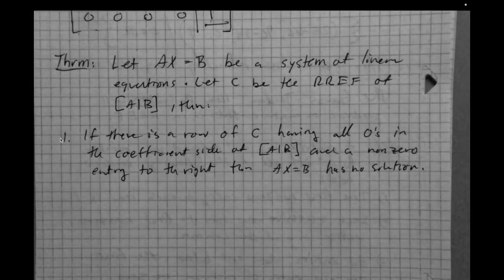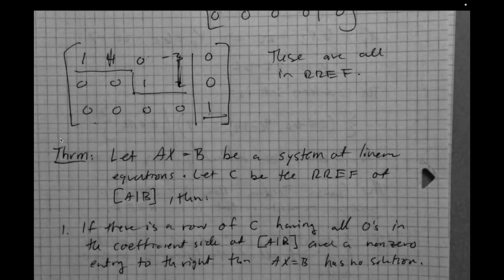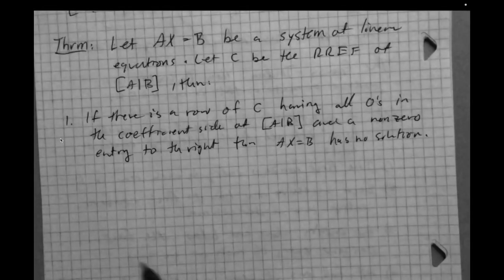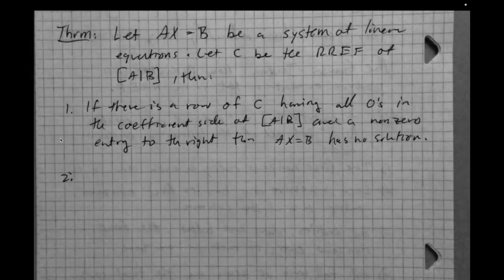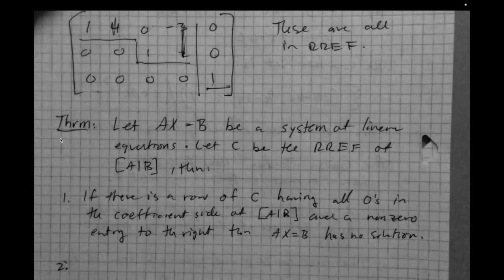Okay, so that's the first thing, right? And here's the example of it, a matrix that looks like this. All right, no problem. Okay, item 2 then, right? So if here's 1, the first thing to check is, do you have a situation like this? If you do, then you have no solution.